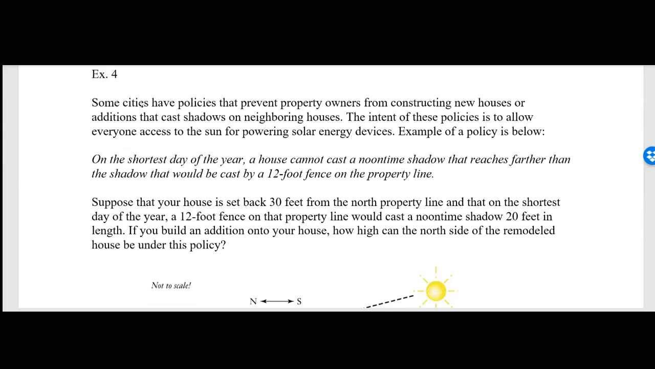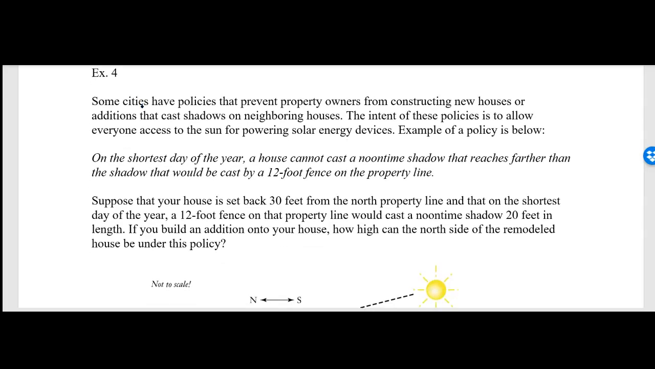One more. All right, here's an example. Some cities have policies that prevent property owners from constructing new houses or additions that cast shadows on neighboring houses. The intent of these policies is to allow everyone access to the sun for powering solar energy devices. Here would be an example of a policy. On the shortest day of the year, a house cannot cast a noontime shadow that reaches farther than the shadow that would be cast by a 12-foot fence on the property line.